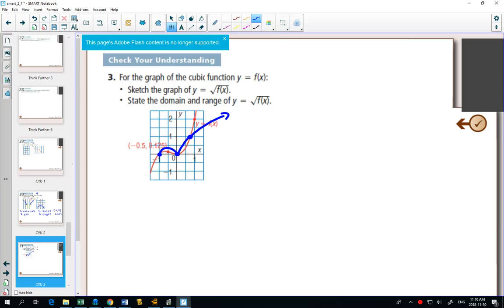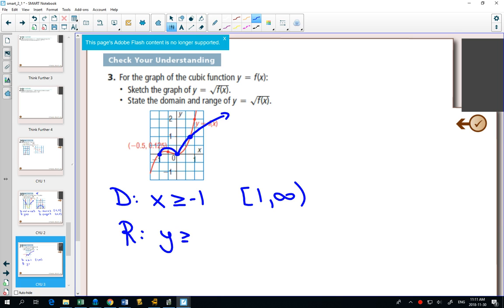State the domain and range. X is bigger than or equal to -1. Interval notation, that's 1 to infinity. Range, y is bigger than or equal to 0. 0 to infinity.